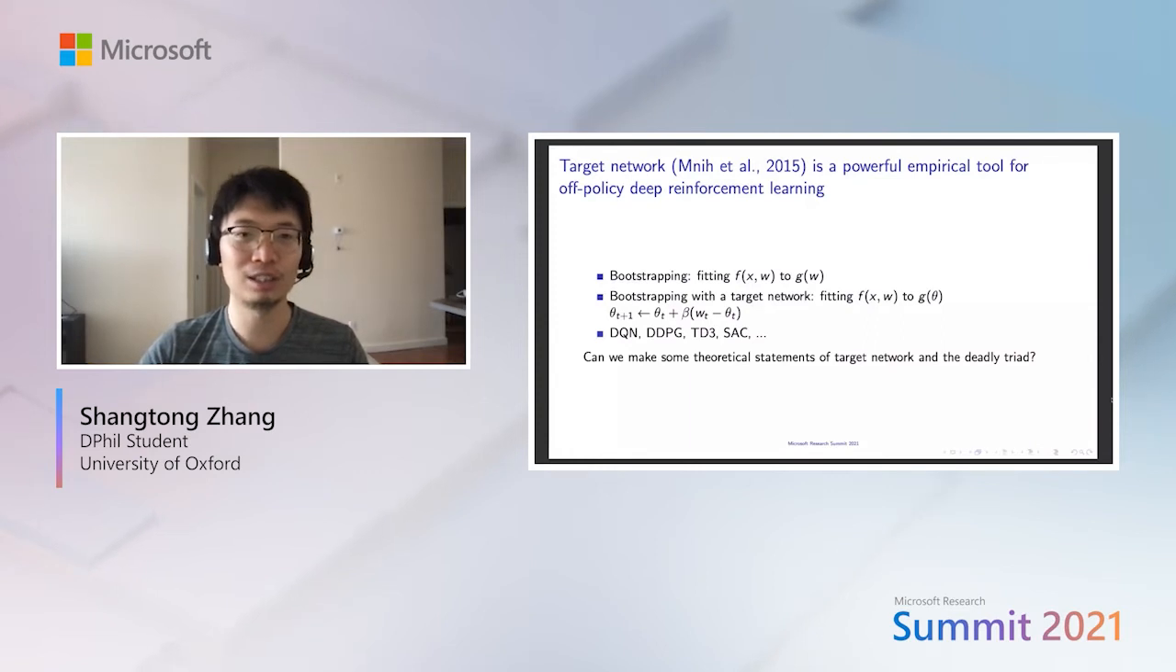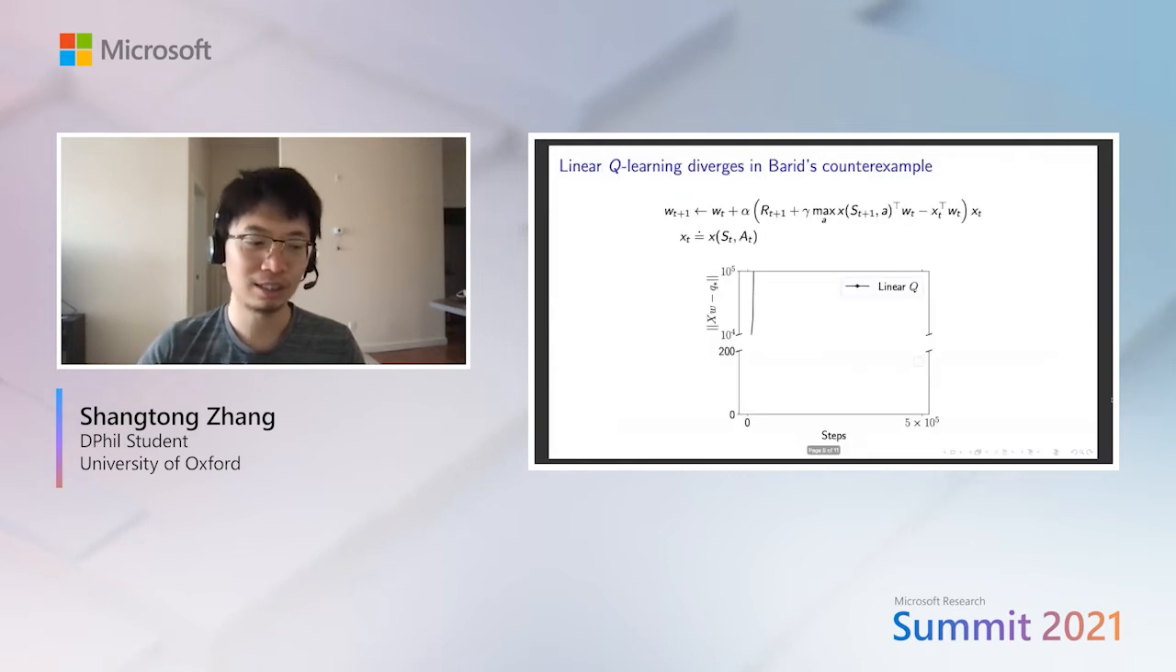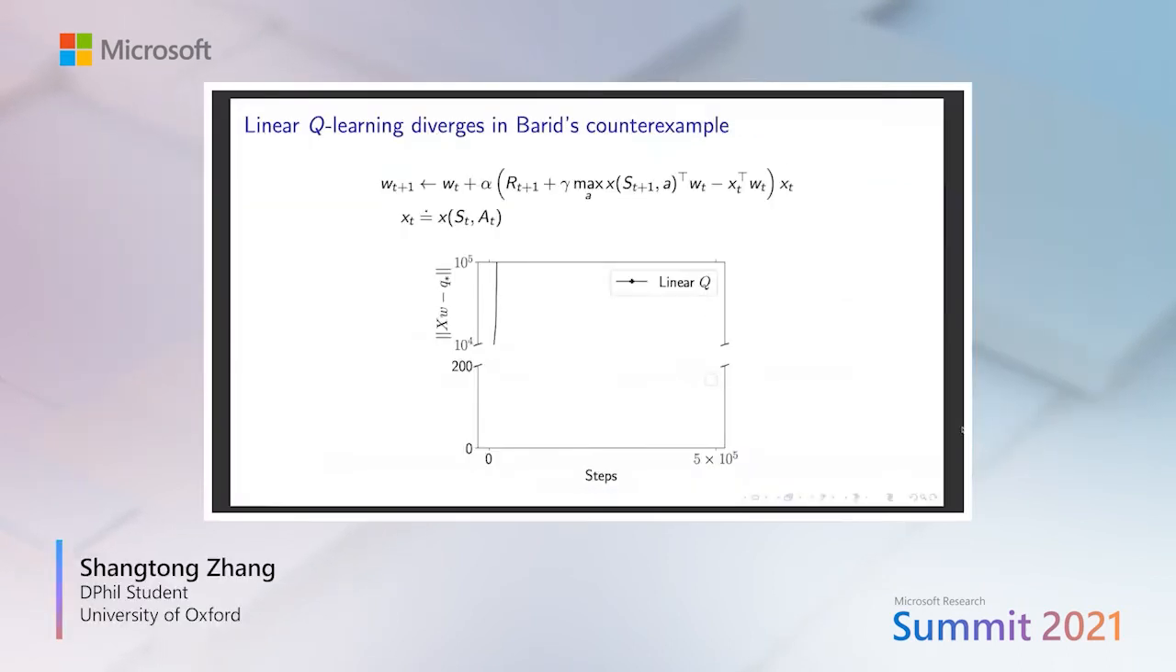Given the empirical success of the target network in deep reinforcement learning, the central question we want to answer in this talk is: can we make any theoretical statements about the target network and the deadly triad? Can we prove that the target network is actually a useful tool for breaking the deadly triad? The answer is yes. Let's start with a motivating example.